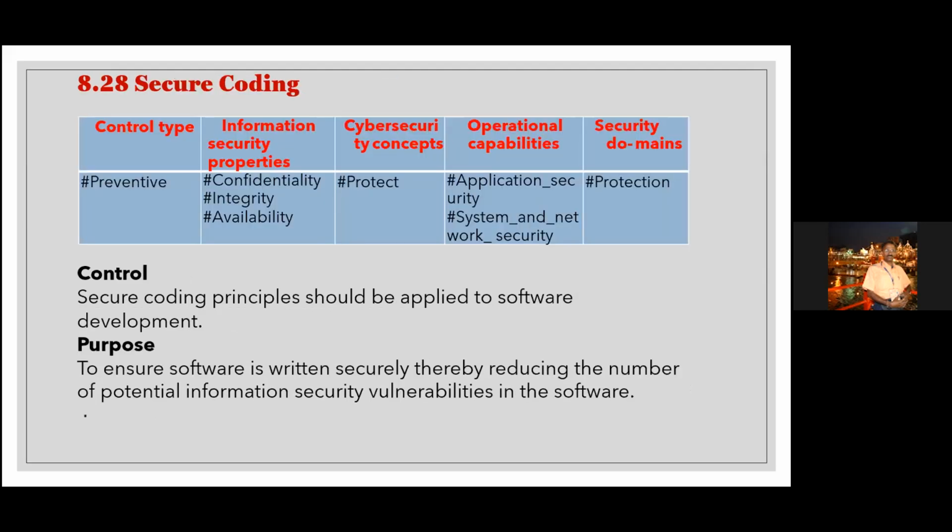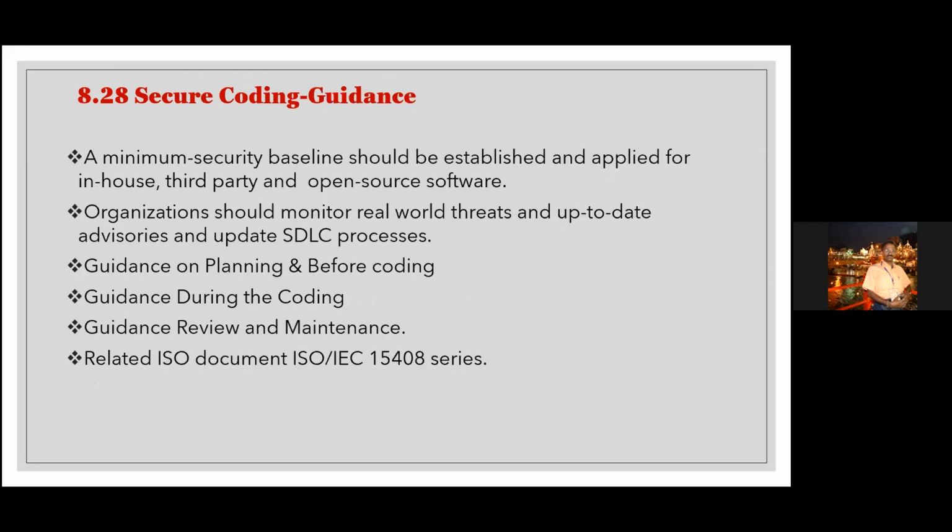So finally, the technical new control is secure coding. This I need not emphasize. The secure coding guidelines also run into some 2 pages in the document. A minimum security baseline should be established and applied for in-house, third-party, and open source applications. In my early experience, almost all organizations are using free tools, open source tools, but no one does due diligence of the open source tool before they use it in application development or in running their applications.